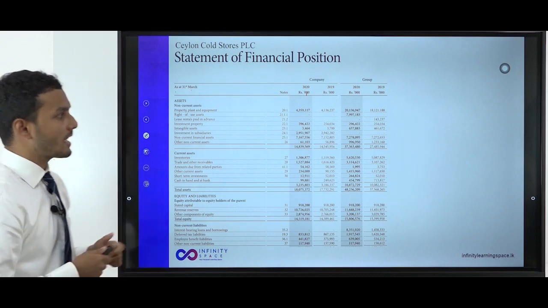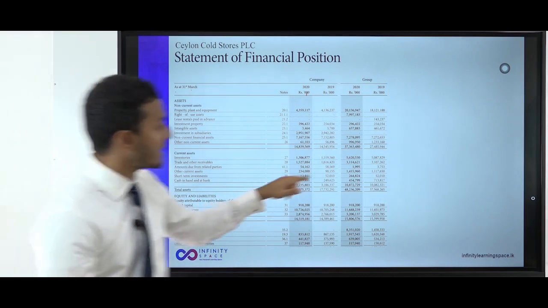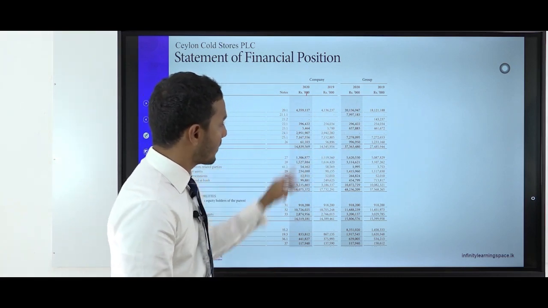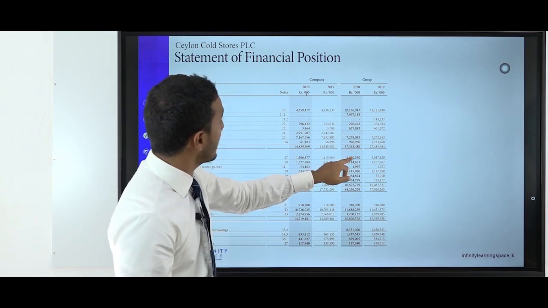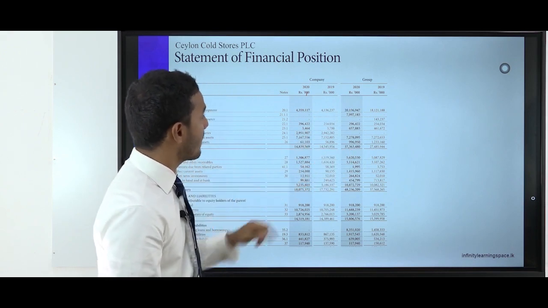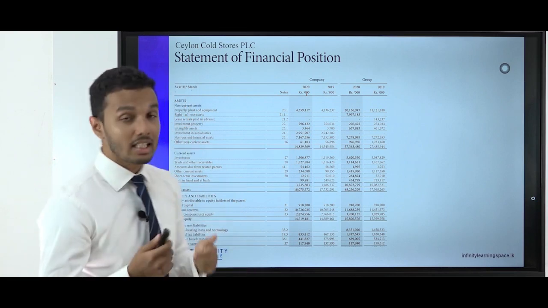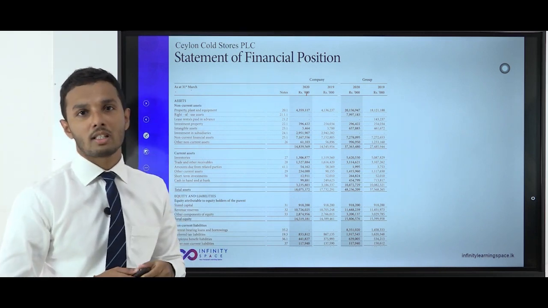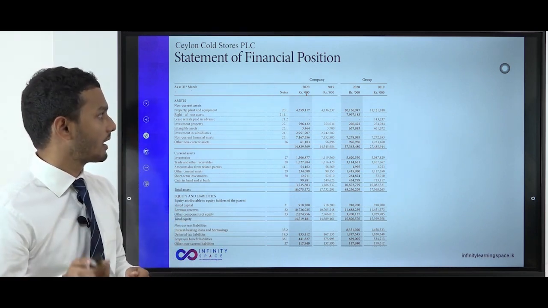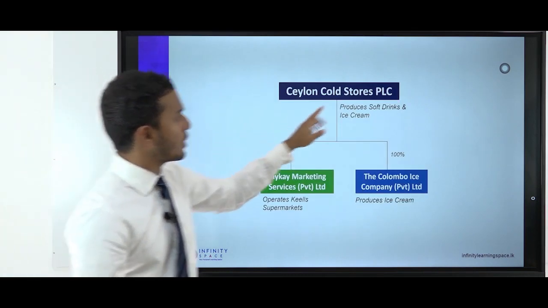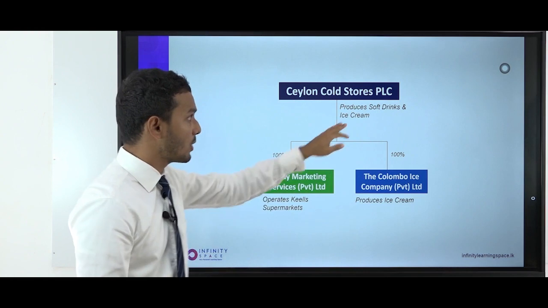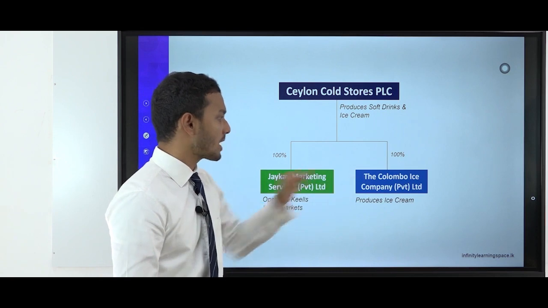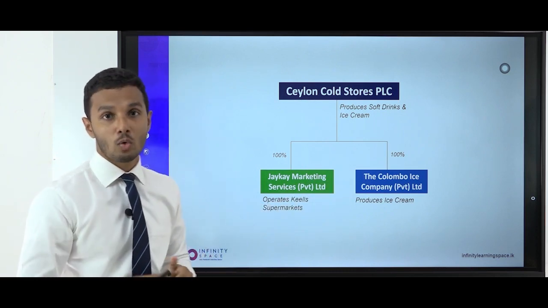Right. So to understand that, actually before that, you can see the values for each line item in the balance sheet is different for the group and for the company. So you can see here for the group total assets is 37 billion, while for the company it's 14 billion. Right. So to understand what this group is, we need to look at the ownership structure of Ceylon Cold Stores PLC. Right. So you can see Ceylon Cold Stores PLC is the main company that produces soft drinks and ice cream, and under that Ceylon Cold Stores PLC has 2 subsidiaries, 100% owned 2 subsidiaries.